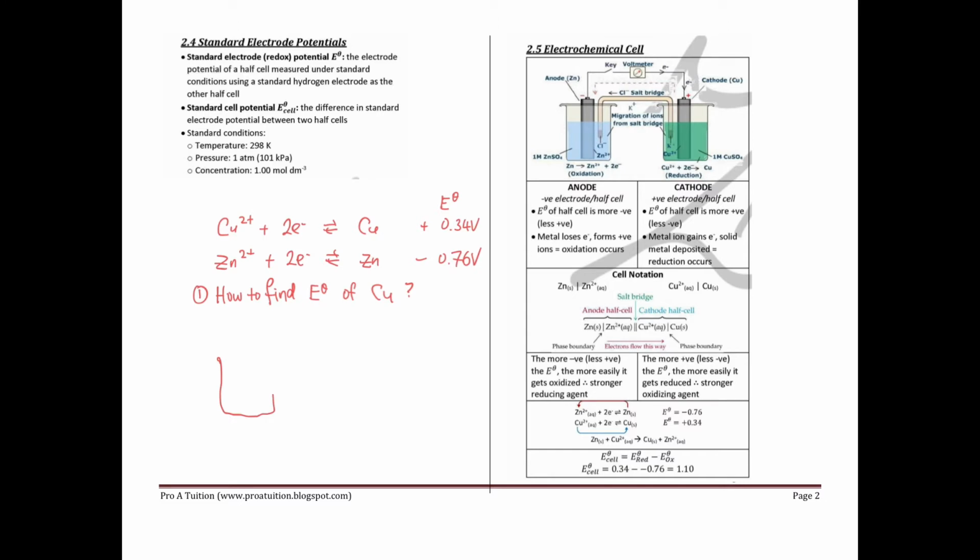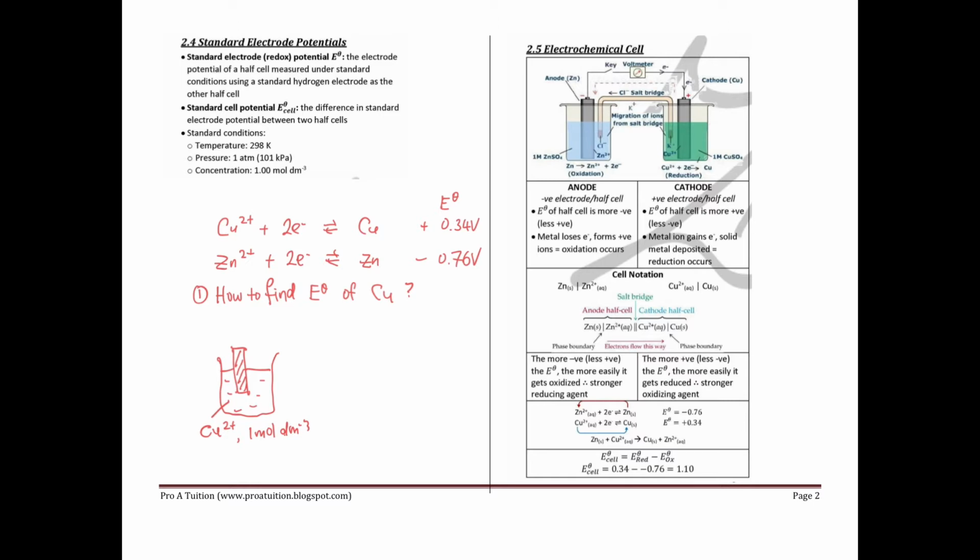You can do it in this way. You can put a container, a beaker. Put in copper electrodes, and after that followed by the copper sulfate electrolyte, something like this. Cu2+. You must follow the standard concentration, 1 mole per dm cube. So you have to set up the half cell like this.